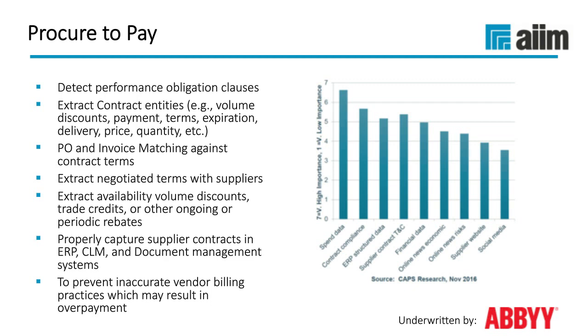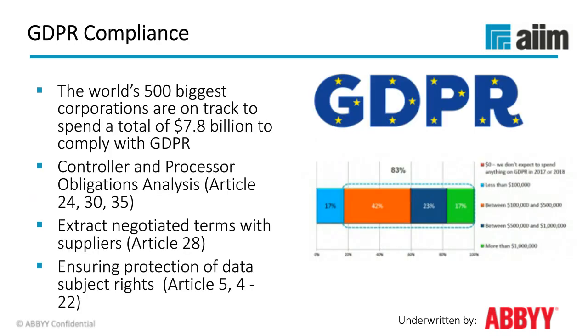So there's a clear linkage between structured information like invoice capture and procure to pay, which deals with highly structured data, and contracts that tend to have a lot of unstructured information. But the ability to correlate that is very important to extract negotiated terms with suppliers and manage that process more effectively. Now, one of the key emerging use cases is around compliance, and in particular, privacy-related compliance.